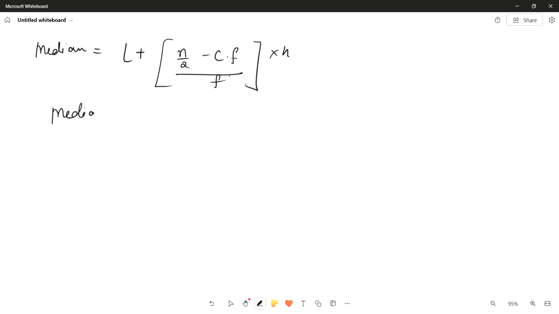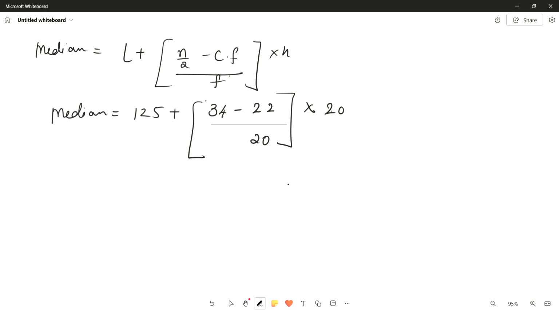So median is equal to, what is L value? 125. So L value is 125 plus n by 2. N by 2 is 34, minus CF is 22, divided by F. F is 20, into H. H is also 20, right? See, this is multiplication with this whole term. So I can cancel this 20 and 20.